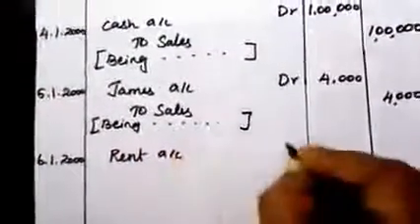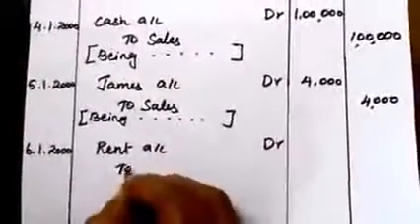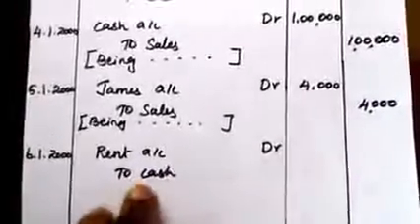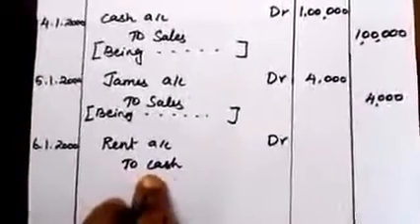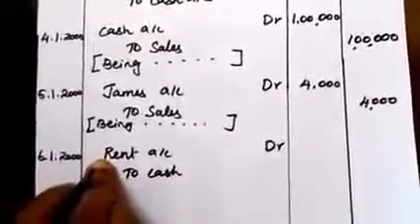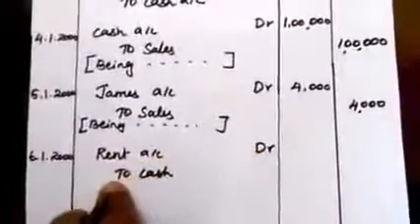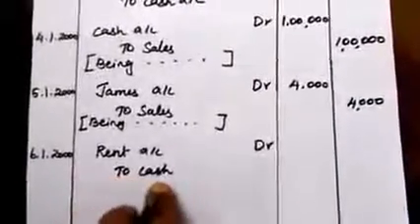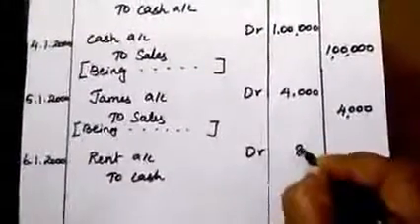Rent account debtor to cash. When you make any payment, what will happen? Cash goes out for rent. So rent is an expense, so debit the expense, cash goes out, so credit cash. How much? 800 rupees.